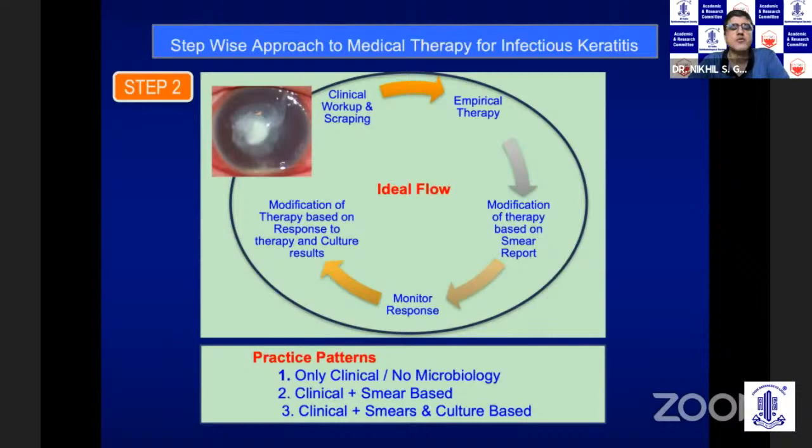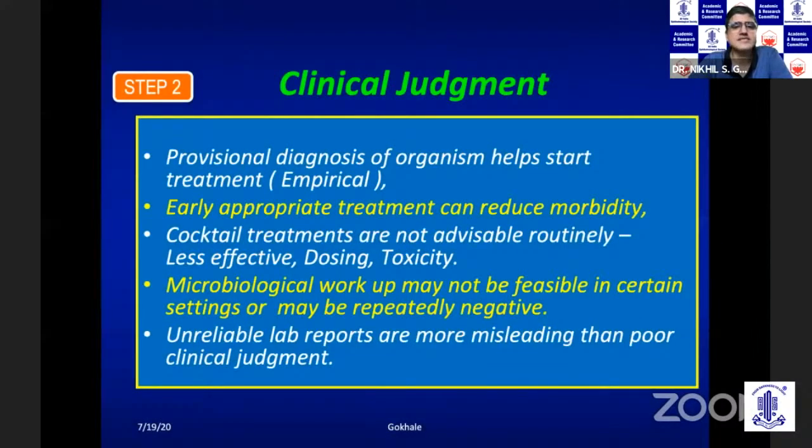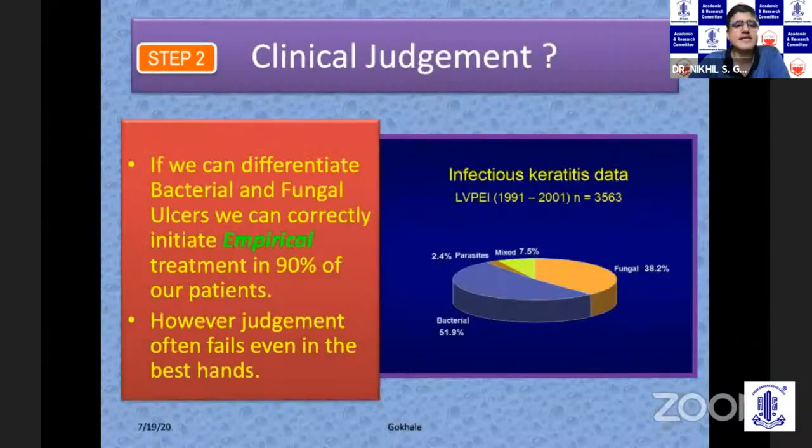We know the clinical judgment is very important, so that you can start something empirically till you get the smear report or you get further microbiology reports. And it's very important that we don't give cocktail treatment. And even if we can differentiate bacterial versus fungal, I think in 90% of the cases we will be able to start the correct treatment.